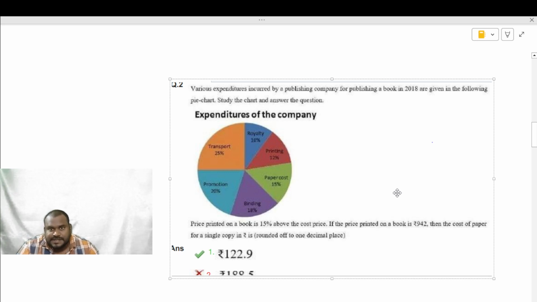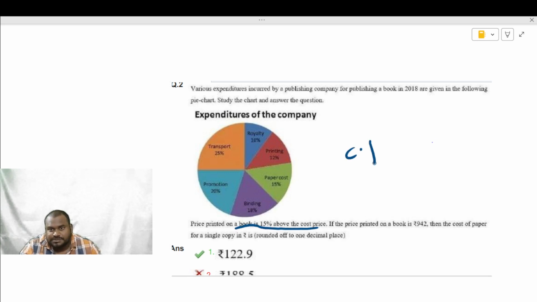It was given in 2022. In this chart, transport, royalty, printing, like that, six options were given for a company. The price printed on a book is 15% above the cost price. Cost price means the amount which they have spent to manufacture it, that is the cost price.